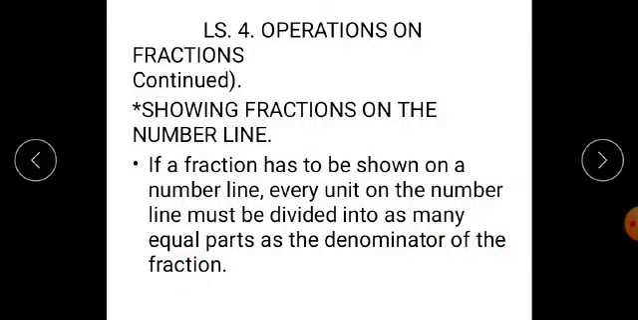Students, you know the number line very well, which contains integers, that is 0, positive numbers on the right hand side and negative numbers on the left hand side. Now what they say: if a fraction has to be shown on a number line, every unit on the number line must be divided into as many equal parts as the denominator of the fraction. Unit distance means the distance between two consecutive numbers, means the distance between 0 and 1, or it may be between 1 and 2, or between 2 and 3 also.